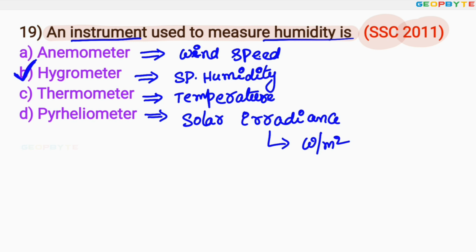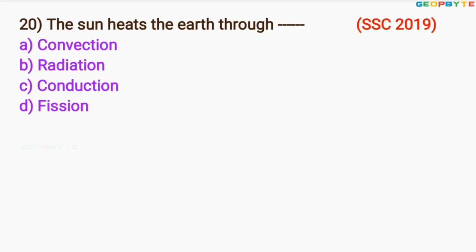Now let us move to the last question. Look at the last one asked in 2019 for SSC exam. The sun heats the earth through, everyone knows it. The sun is releasing the sun rays, or sun rays are coming out from the sun. That sun rays are giving the heat to the surroundings in the form of radiation heat transfer. Therefore, option B is absolutely correct. That means the heat transfer from sun to earth is happening by the mode of heat transfer called radiation. Option B is absolutely correct.